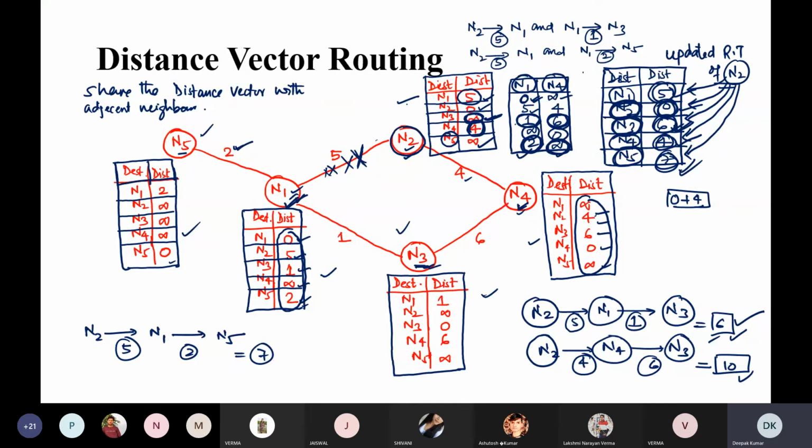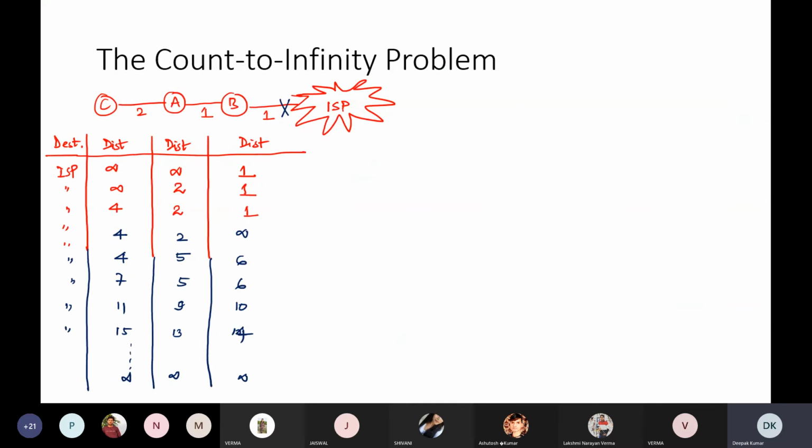Now one problem in this routing algorithm is the count to infinity problem. This problem occurs in the distance vector algorithm. See what the problem is.